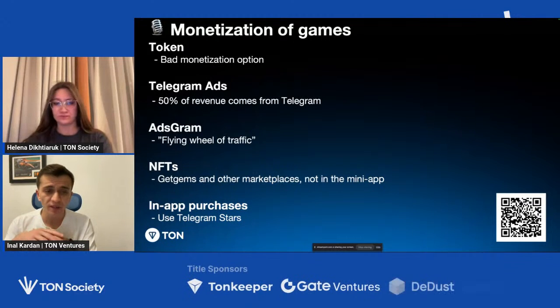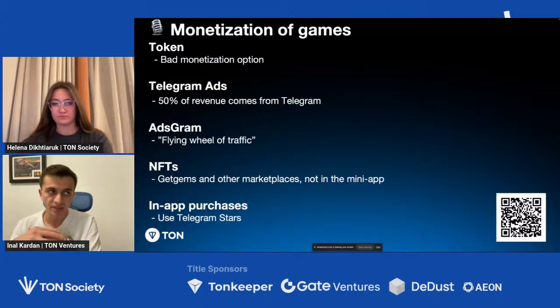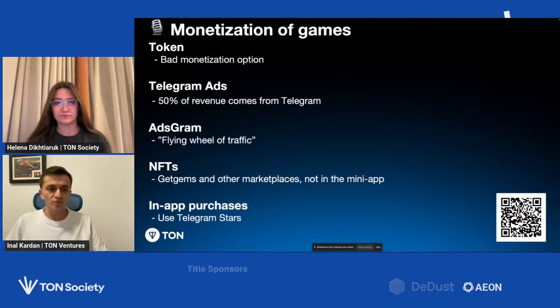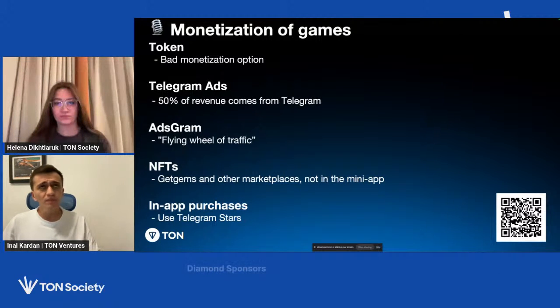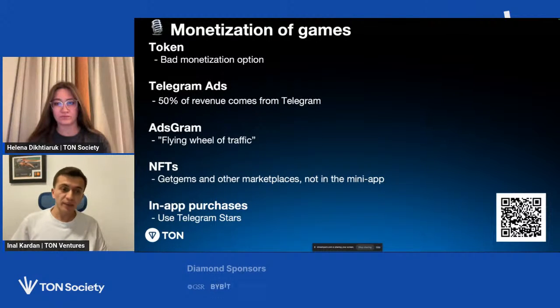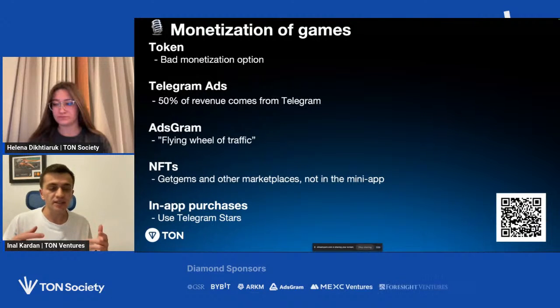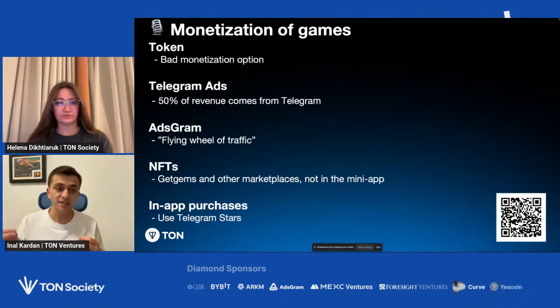A great way to monetize your app is AdsGram, because you can buy their traffic and you can monetize traffic that you already have. And with AdsGram, you can actually build this kind of flywheel of traffic. I can share a story of one app which is quite big, with millions of users. They invested a couple hundred TON into AdsGram and started buying traffic through AdsGram.